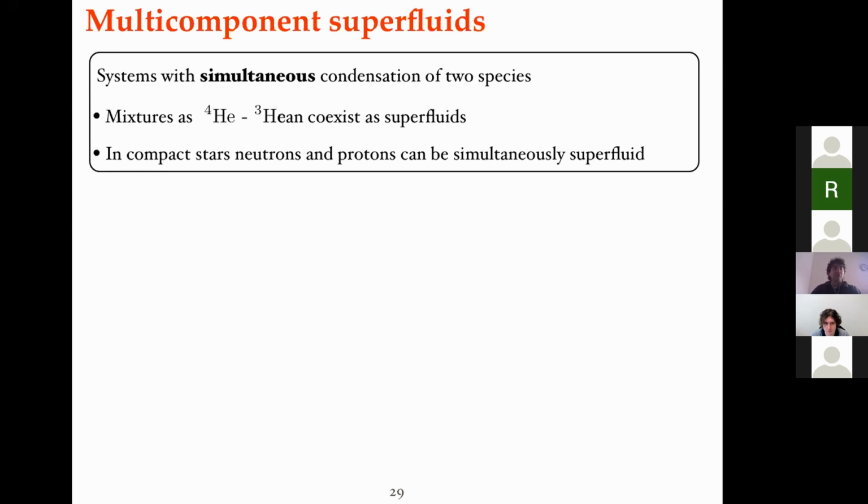So the basic idea was to simultaneously describe pion and kaon condensation, as much as one can describe, say, helium-3 and helium-4 superfluids in condensed matter or superfluid systems. Or in compact stars, neutrons and protons are simultaneously superfluid, actually. Protons are superconducting.